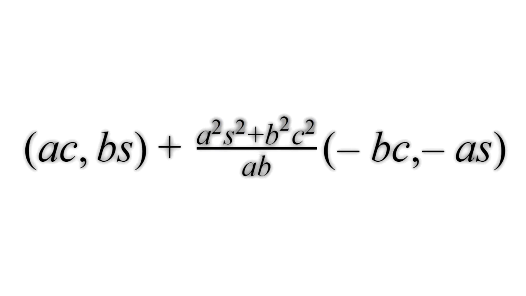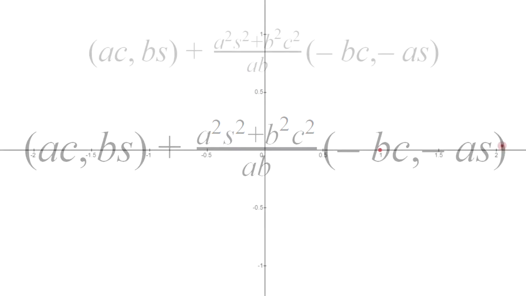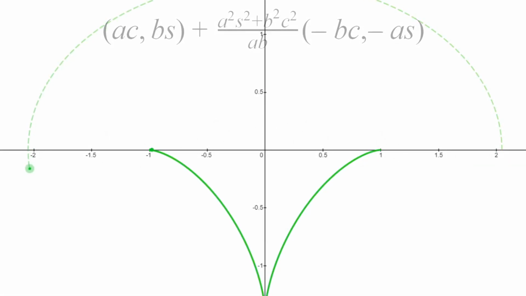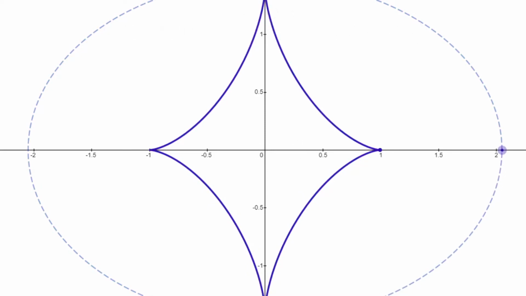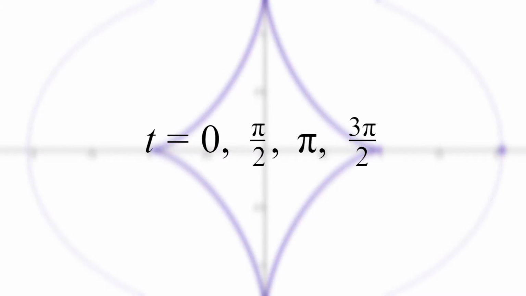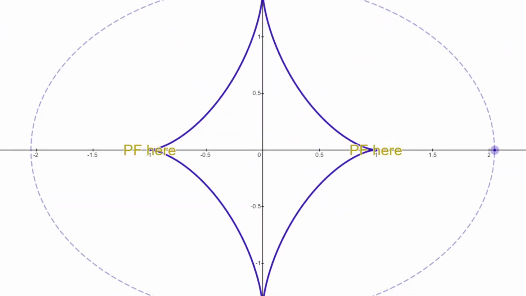With our parameter more specific, we can more directly graph it, where this evolute, to some people's surprise, is the asteroid. Let's investigate this for a bit. Since we had 4 solution values from step 2, it makes sense that the pseudo-foci are the 4 cusps or edges of the asteroid.